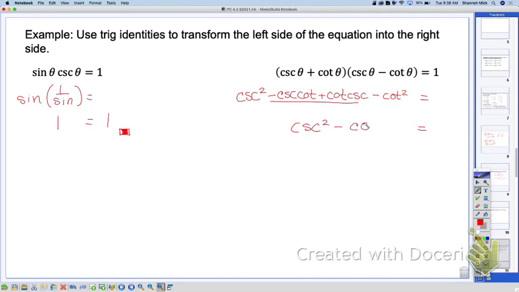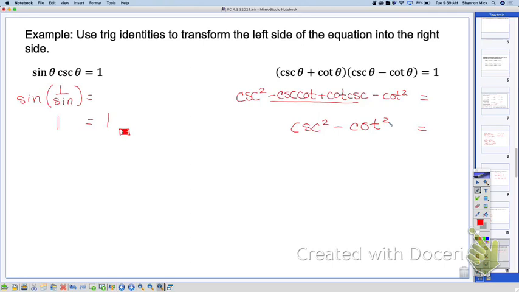So do I have an identity? Well, because cosecant is 1 over, there's a couple things I could do. Cosecant is 1 over sine, correct? And cotangent is 1 over tangent, cosine over sine. If I turn this one into 1 over sine, I probably want cotangent in terms of cosine over sine. Then I could combine them and work with that.